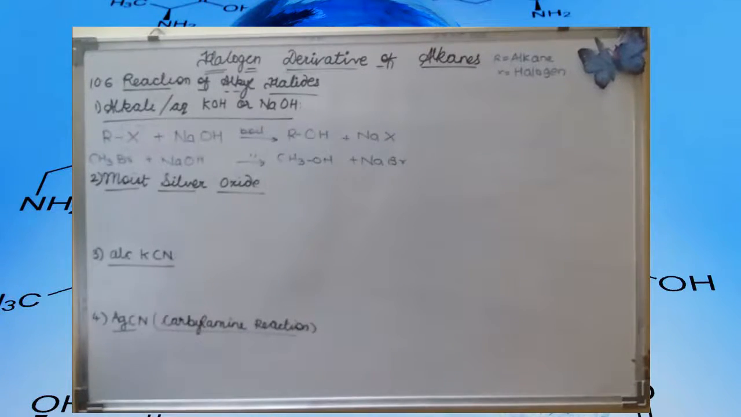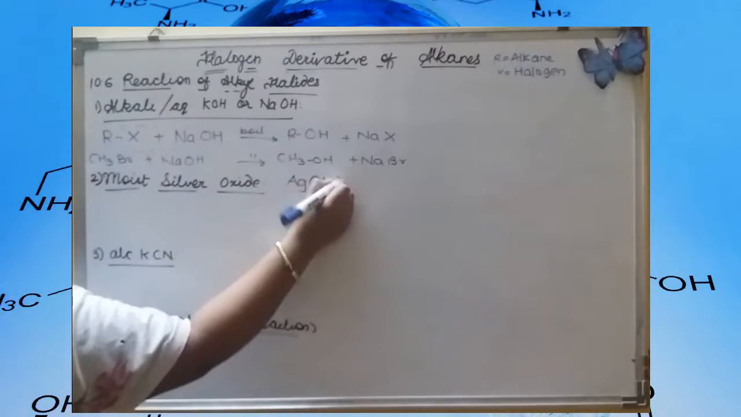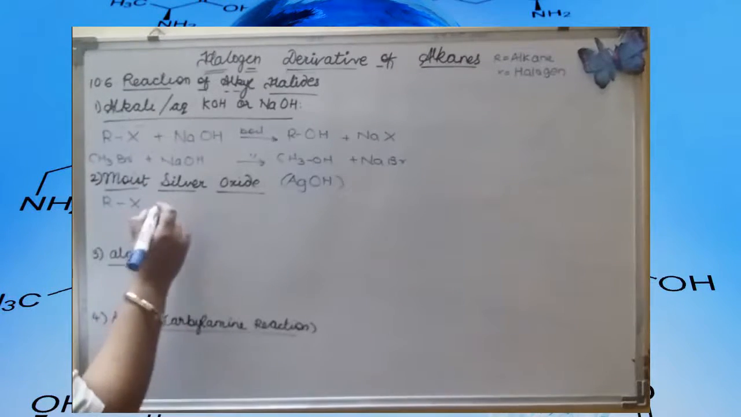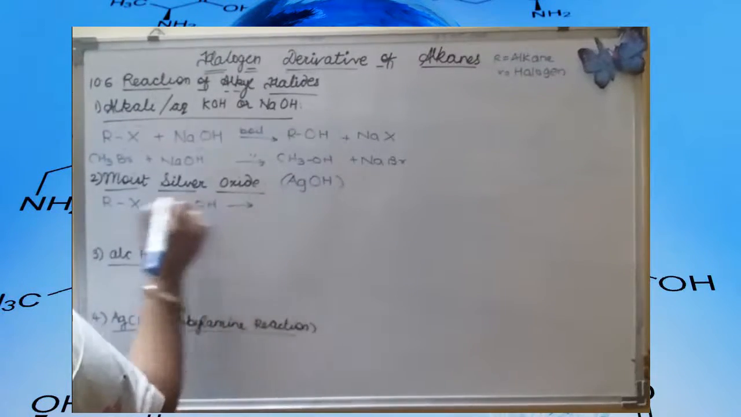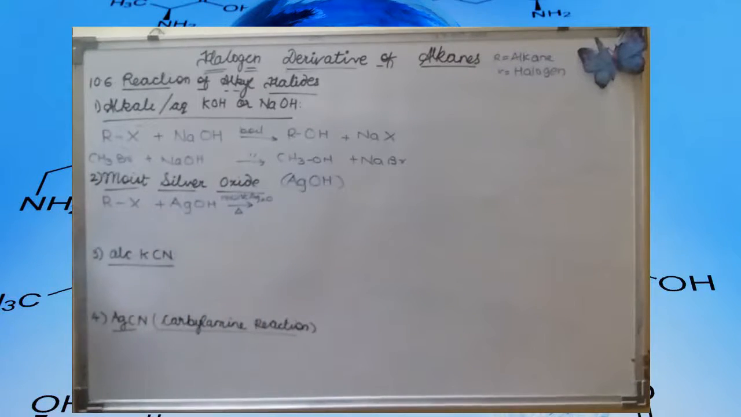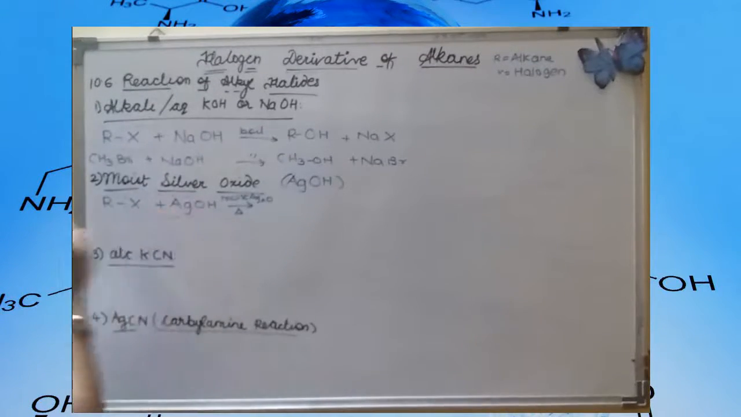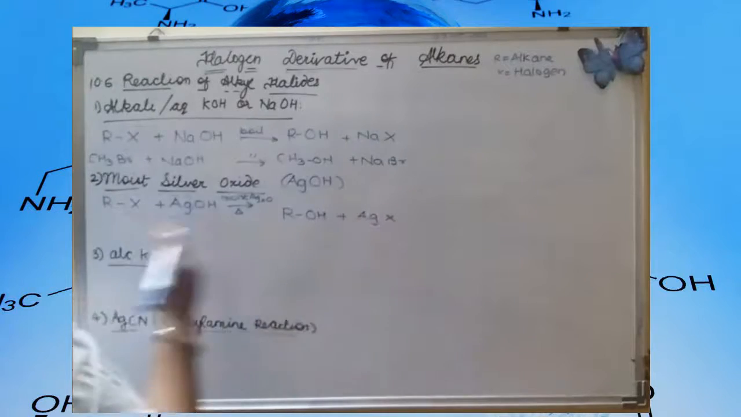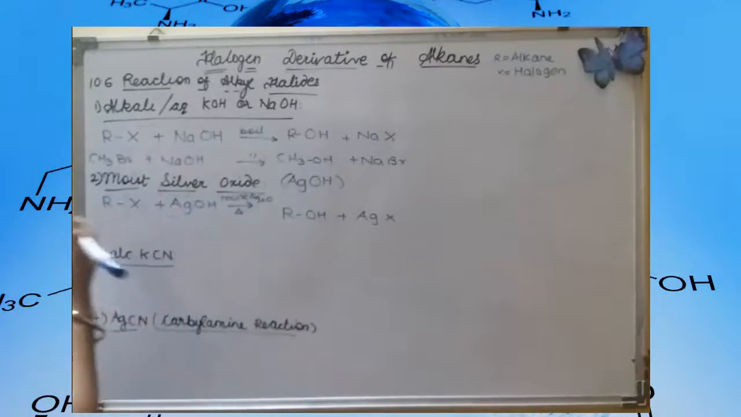Now with moist silver oxide, the formula is AgOH. So when we react our alkyl halide with moist silver oxide, they undergo hydrolysis. You can see here again AgX and ROH will be formed. So you can again replace R with any alkyl group, and X with any halogen except fluoride.